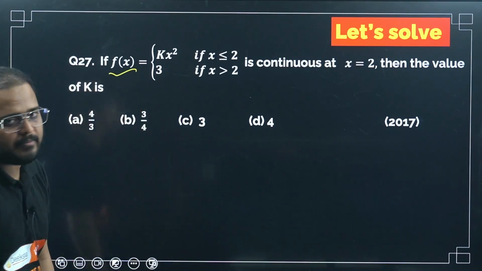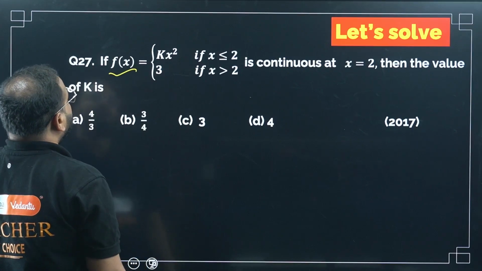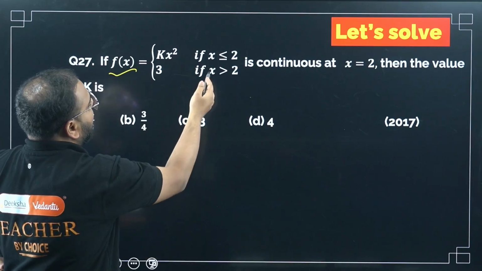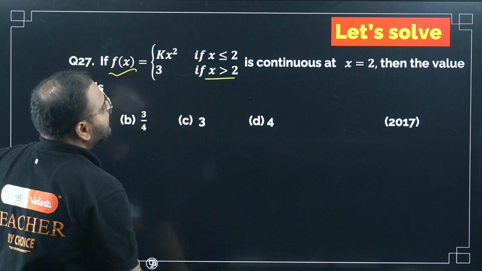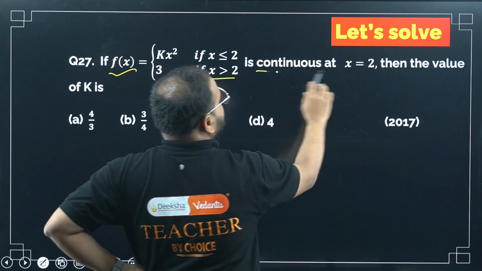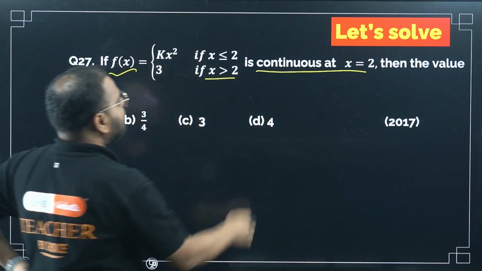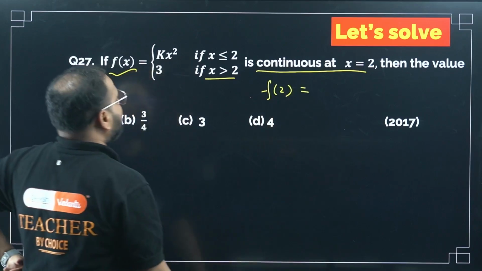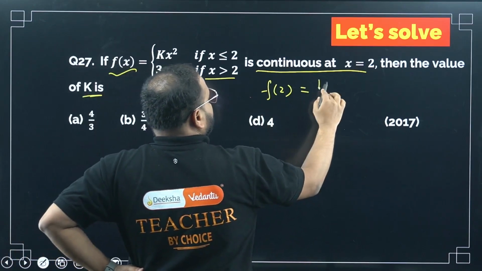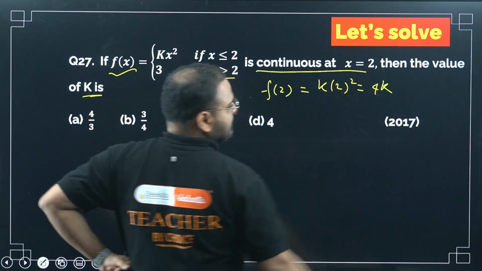Moving on to the 27th problem. Only 4 questions to go. Let's see. f of x equals k x square for x less than 2, and for x greater than 2 it is 3. The function is continuous at x equals 2. Then the value of k is? First find the value of the function. f of 2 is k times 2 square. How much is that? 4k.